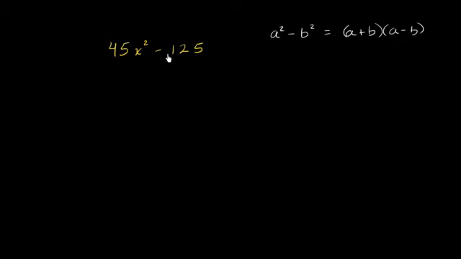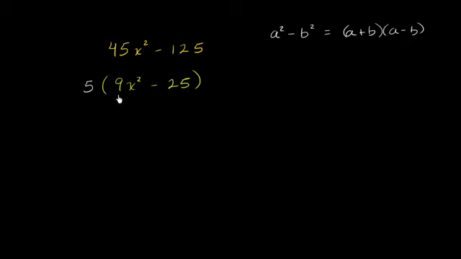But what is interesting is that both 45 and 125 have some factors in common, and the one that jumps out at me is 5. So let's see if we can factor out a 5, and by doing that, whether we can get something a little bit closer to this pattern. If we factor out a 5, this becomes 5 times, well, 45x squared divided by 5 is going to be 9x squared, and then 125 divided by 5 is 25.